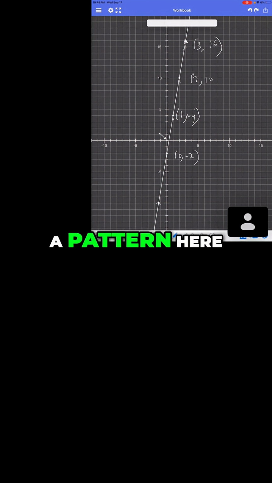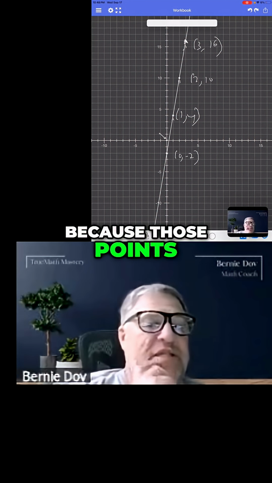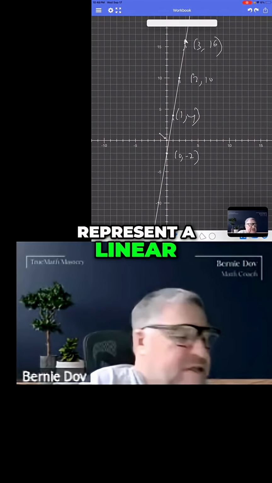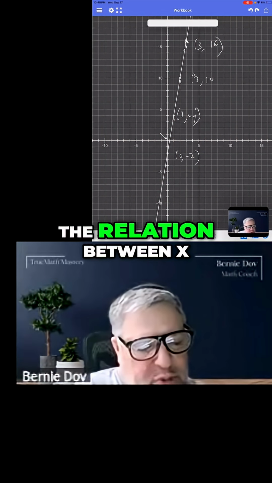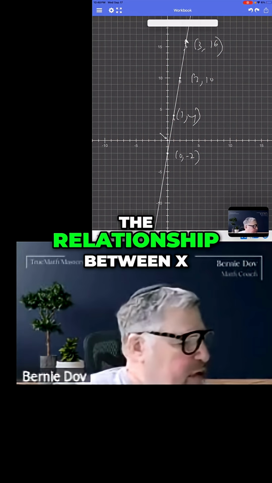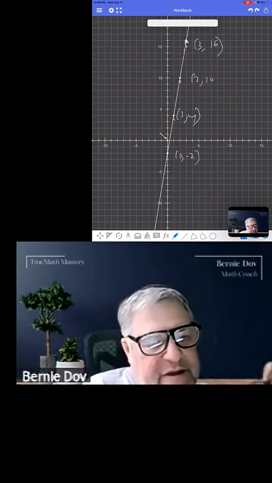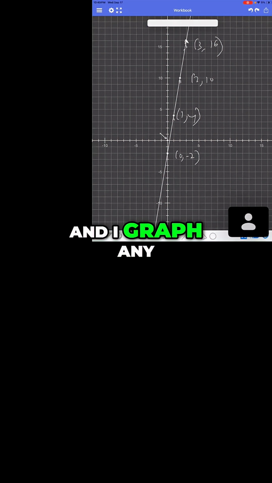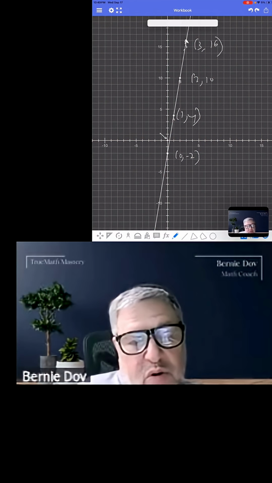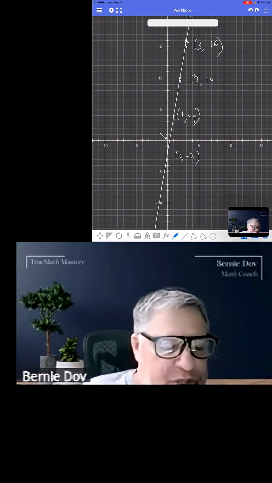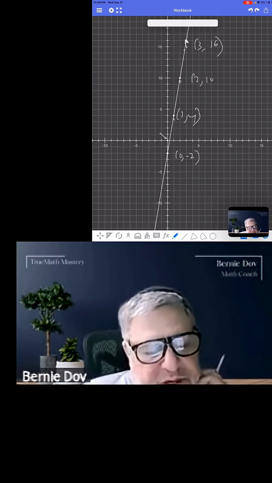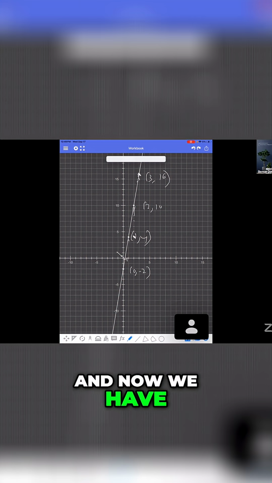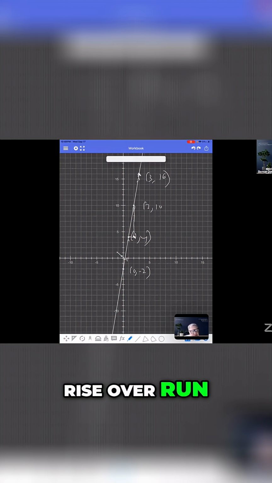And that's because there's a pattern here, because those points represent a linear relationship. All those points, the relationship between x and y, creates a line. And if I graph any two of those points and draw a line, all the points in that input output table fall along that line. Now we have rise over run.